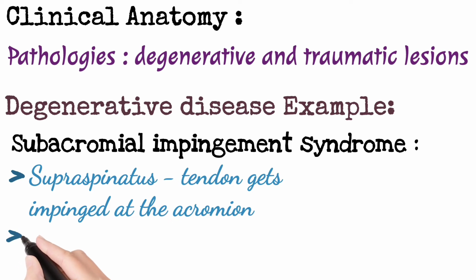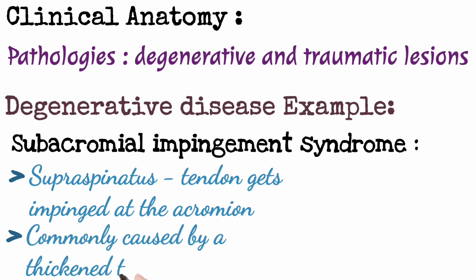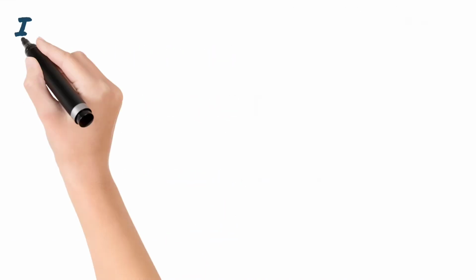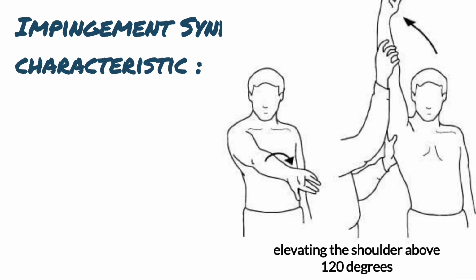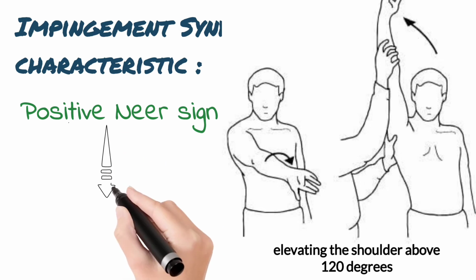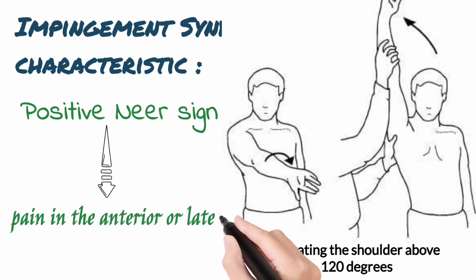This process is commonly caused by a thickened tendon or an inflammation of the overlying bursa, that is the bursitis, thus compressing the subacromial space. Another possible cause for an impingement is a bony subacromial spur resulting in narrowing of the space with pain. A positive Neer sign when elevating the shoulder above 120 degrees is characteristic of the impingement syndrome.